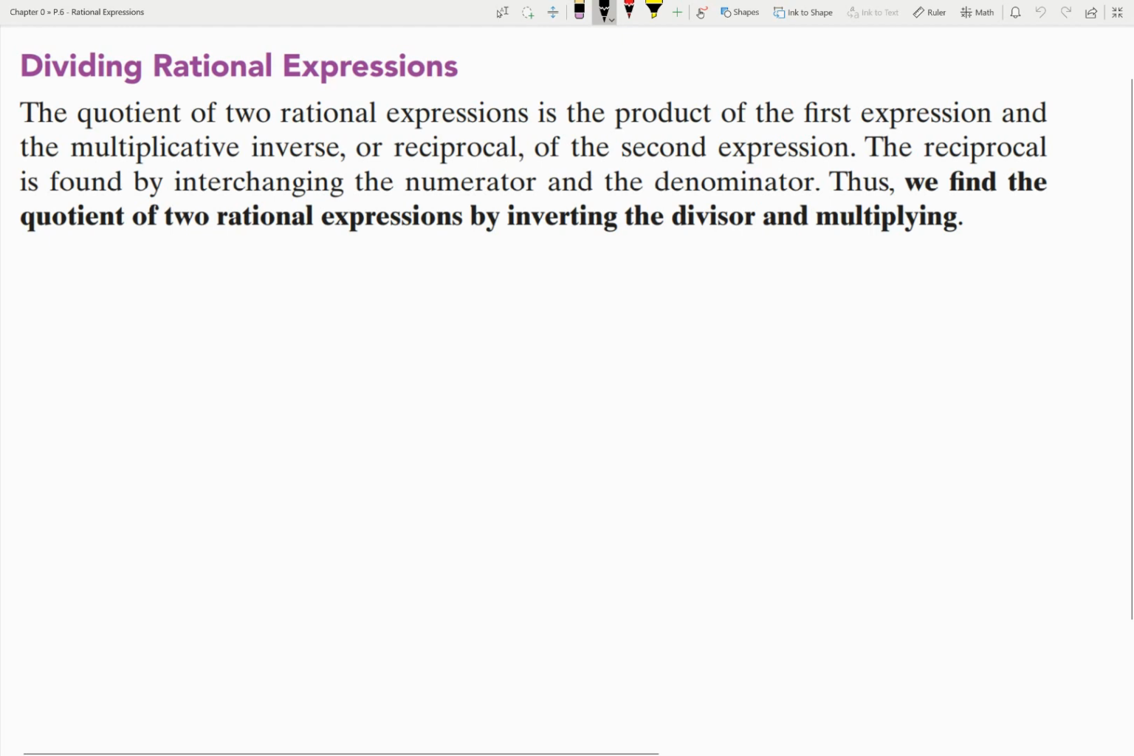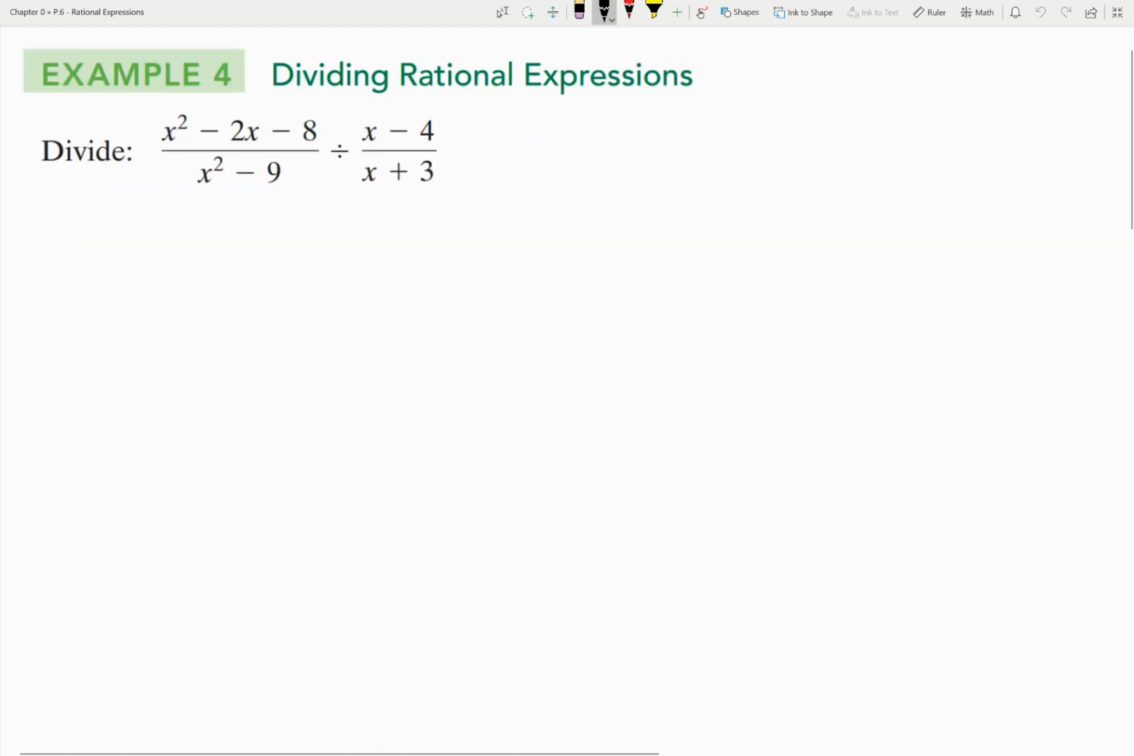And you interchange the numerator and the denominator, so we find the quotient of two rational expressions by inverting the divisor and multiplying by the reciprocal. Now, one thing to mention is that if you multiply by a reciprocal, you're moving the denominator to the numerator and a numerator back to the denominator. So there can be more restrictions on the variable. So what does that mean?